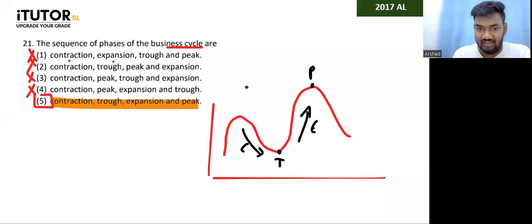Have I switched the answers? Have I typed the 4th and the 5th one wrong? When typing, have I switched the 4th and the 5th? Okay, I have switched it. So then fine, forget about the answer number. The answer has to be contraction, trough, expansion, peak. So in the past paper, if that option is answer number 4, then that is correct. Sorry if I jumbled the thing when typing. Okay, now we'll go to the next.